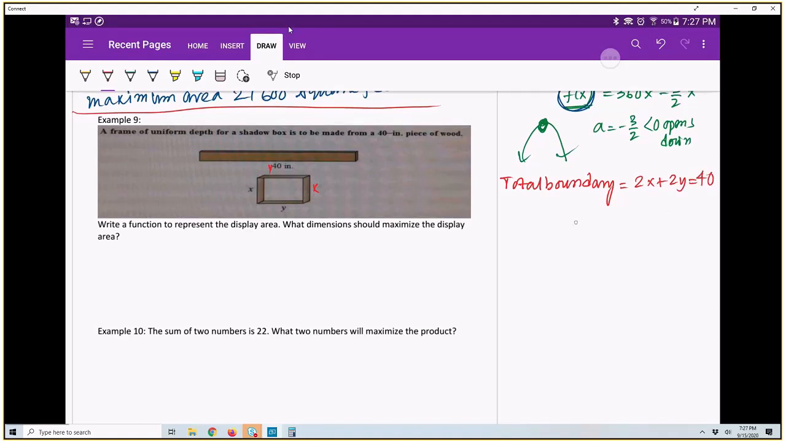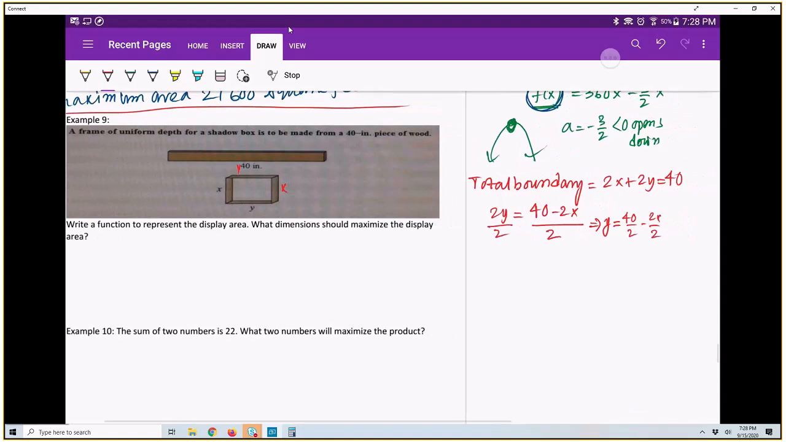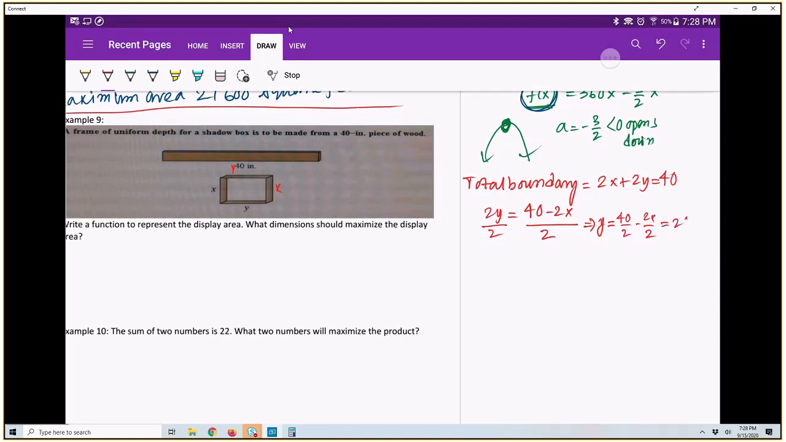So just like the last problem, let's solve it for y. So I get 2y equal to 40 minus 2x. So I divide both sides by 2. So I get y equal to 40 over 2 minus 2x over 2. And remember, this is going to be 20 minus x.